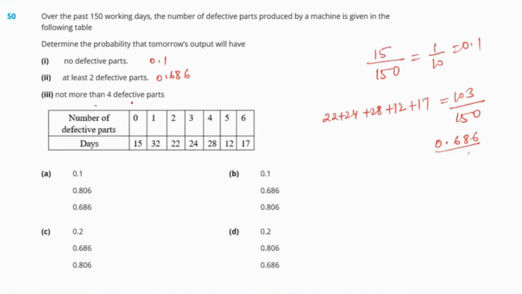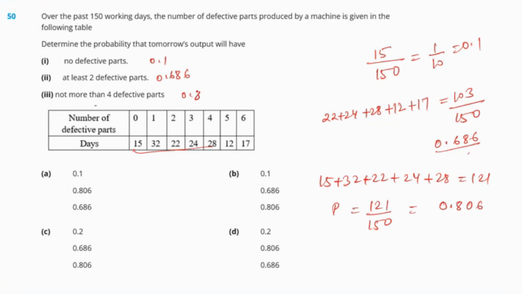Now not more than 4 defective parts. So if we need to count it over here, we will take all the parts till 4. So 15 plus 32 plus 22 plus 24 plus 28. So the total we are going to get is 121. Now for finding the probability, we need to do 121 by 150. And after solving this, we are getting 0.806. Okay, so which is option B. So that is why option B needs to be the correct answer.